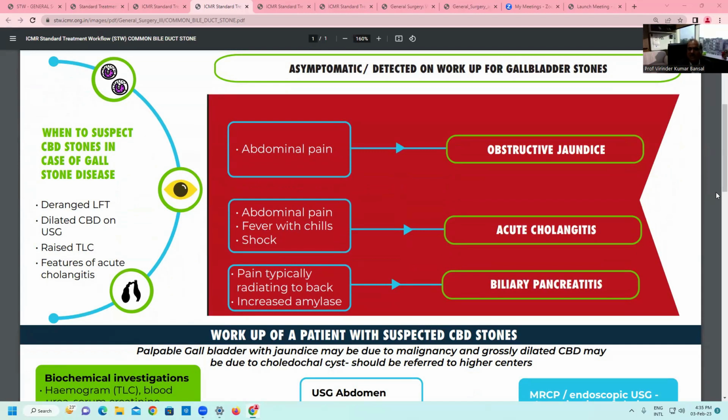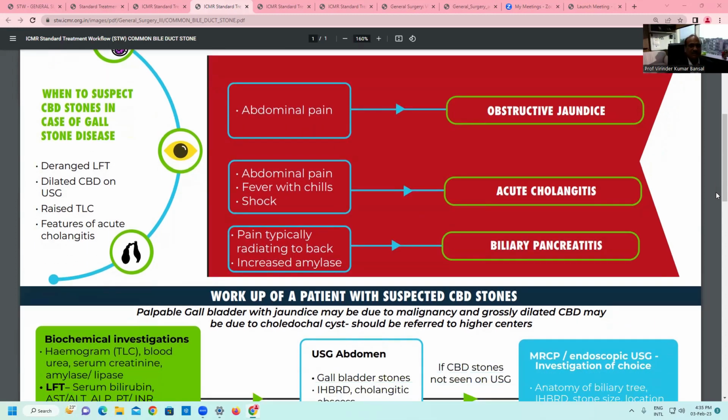A surgeon will know that common bile duct stone patients can present with jaundice, acute cholangitis, biliary pancreatitis, or even be asymptomatic with gallstone. But these STWs are basically made for people in the field who may or may not be tackling common bile duct stones very commonly, and it is for those people that we devised these guidelines. And sometimes in such unclear situations, if we have deranged LFTs, then also CBD stones can be a possibility.